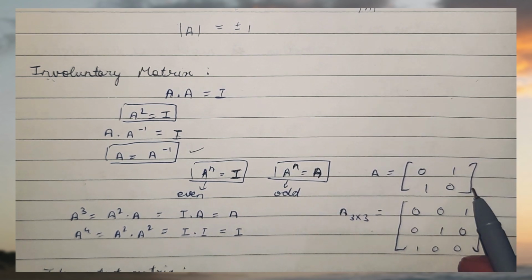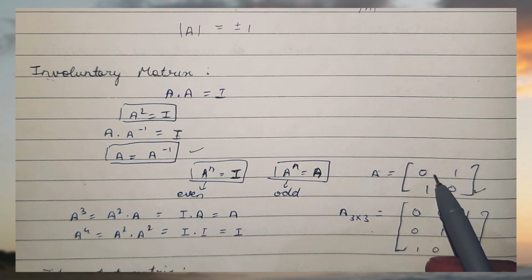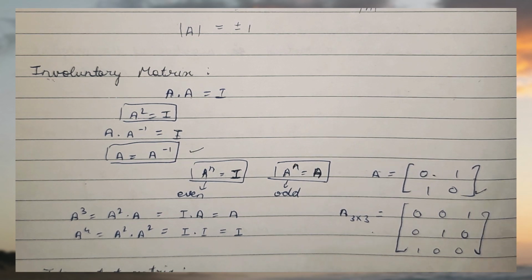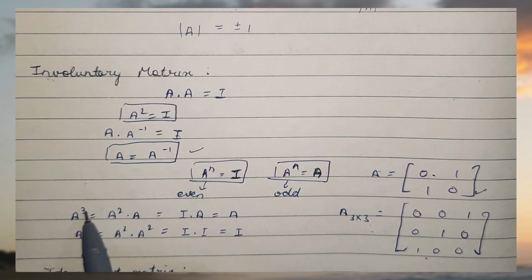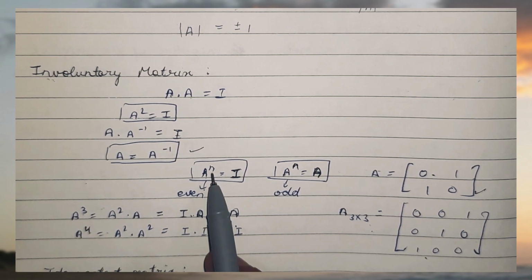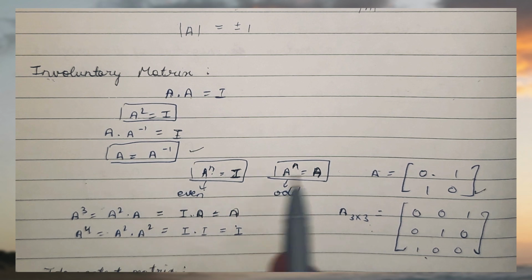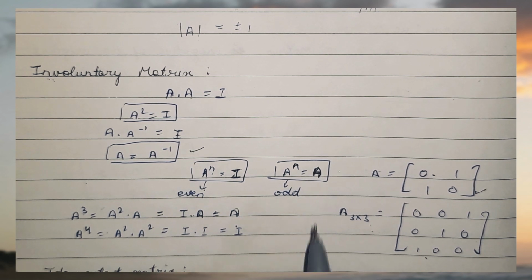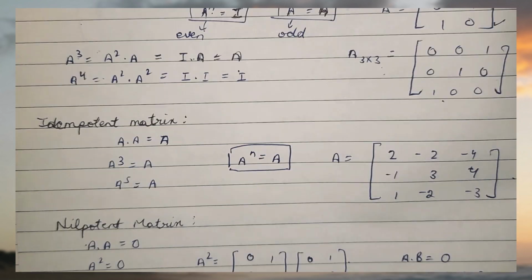This is an example of an involutory matrix A: 0 1 1 0 of order 2 into 2. This is an involutory matrix of order 3 into 3. So A cube is equal to A square into A. It will give identity matrix into A, which is always A. Here the power is even, so it will give identity matrix. If power is even, identity matrix, and if power is odd, then the matrix itself, then it is called an involutory matrix.